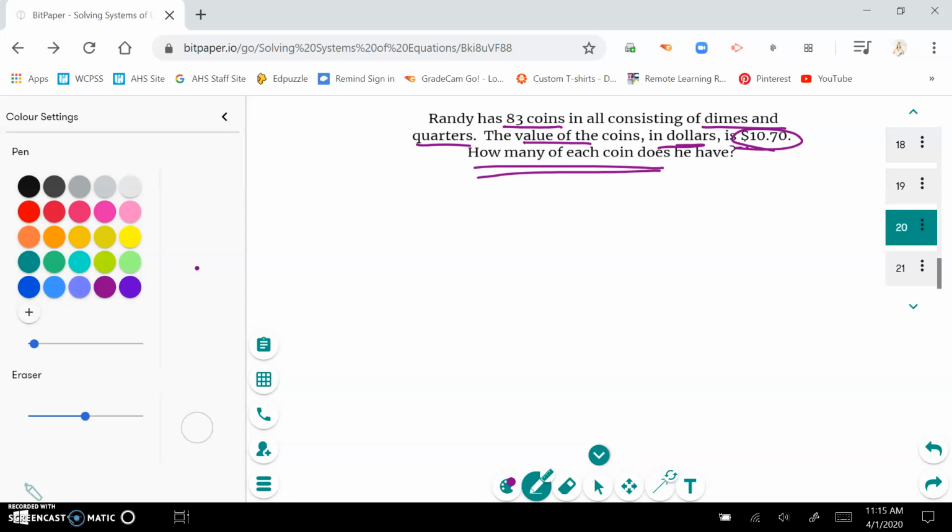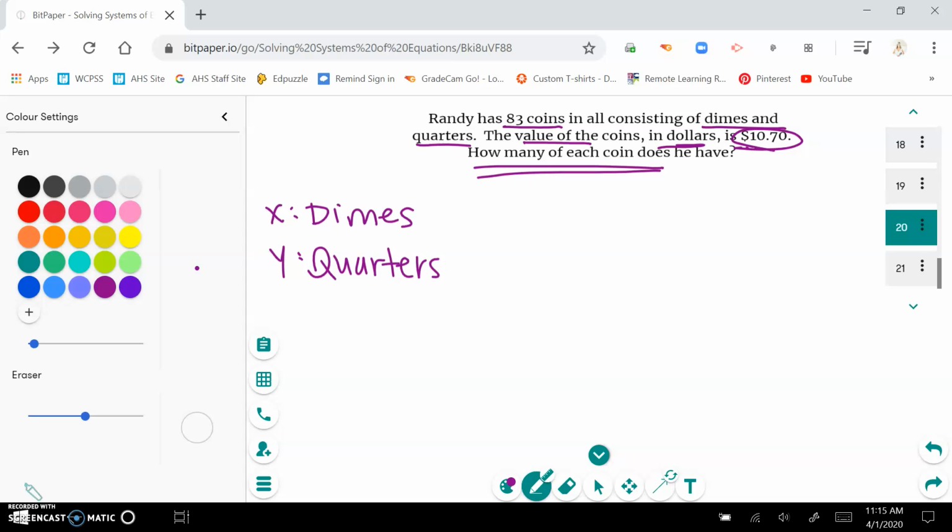The first thing you're going to want to do is label what is X and what is Y. And that's just what you're talking about. What are your two unknowns? For this, it's the number of dimes and the number of quarters. It does not matter which one you label as X and which one you label as Y, as long as you are consistent throughout the problem.